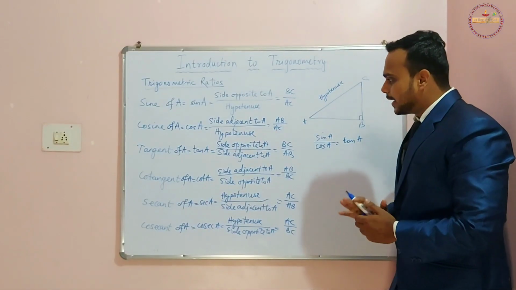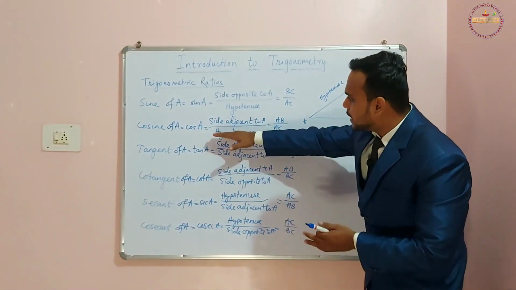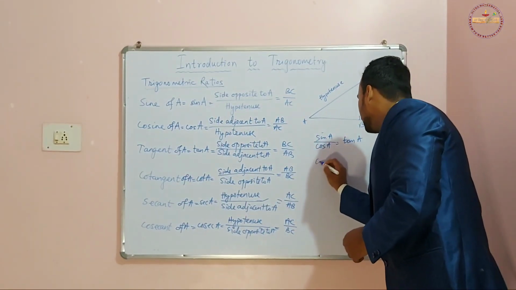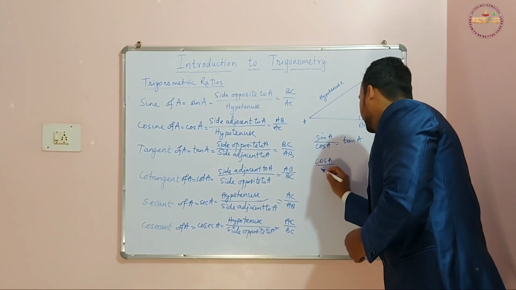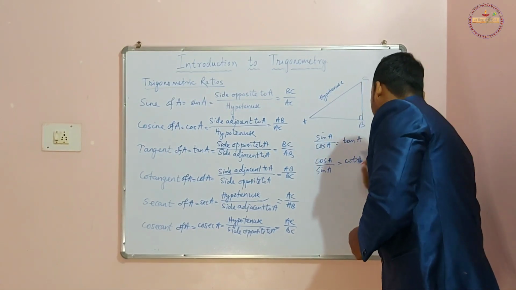Clear? Now we know that the reciprocal of tan A is called cot A. So cos A divided by sin A will give you cot A. Another result is cos A divided by sin A will give you cot A.